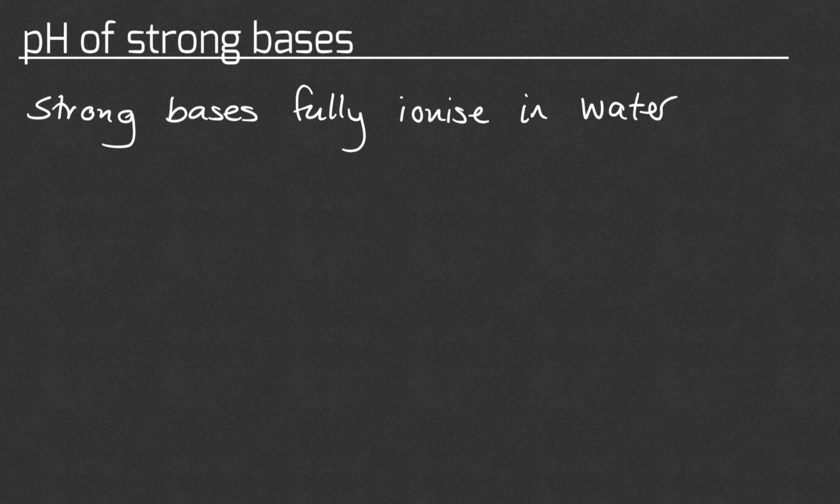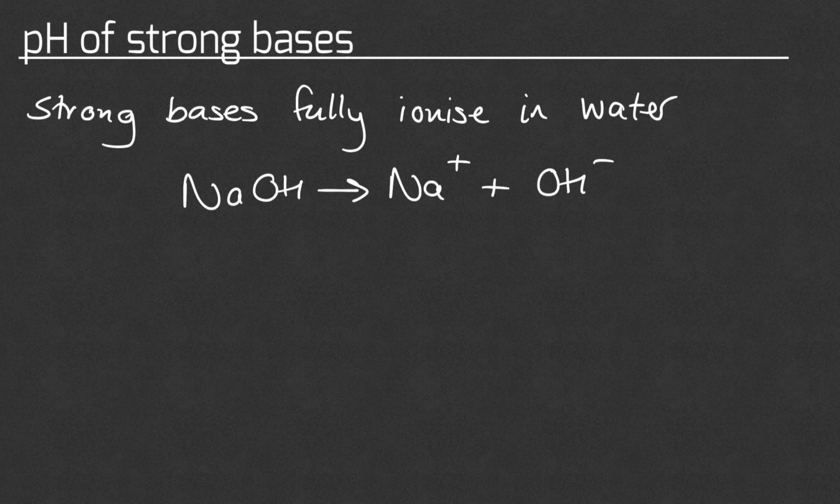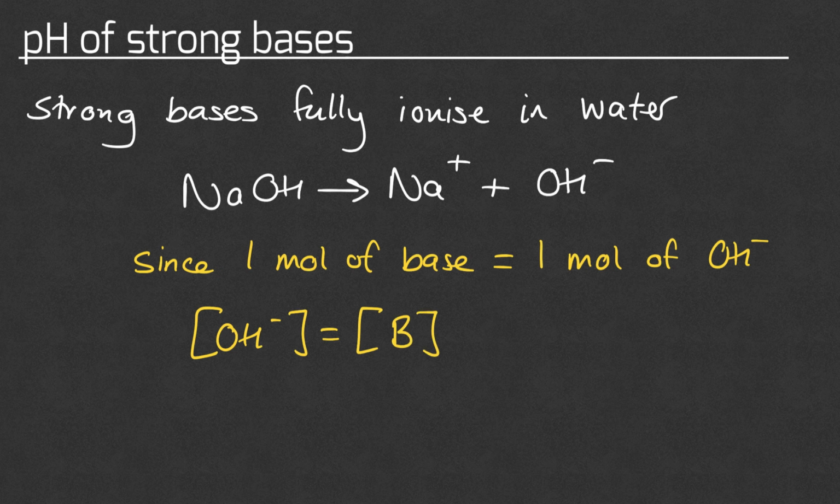So a strong base will fully ionise in water. So for example, sodium hydroxide will dissociate into the sodium ion and the hydroxide ion. So since 1 mole of the base equals 1 mole of hydroxide ions, we can say that the concentration of hydroxide will be equal to the concentration of the base.